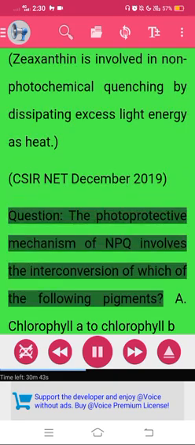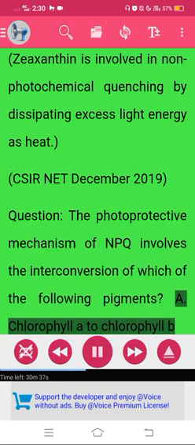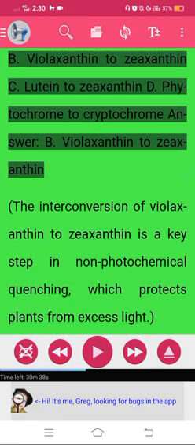CSIR NET December 2019. Question: the photoprotective mechanism of NPQ involves the interconversion of which of the following pigments? A. Chlorophyll A to chlorophyll B. B. Violaxanthin.